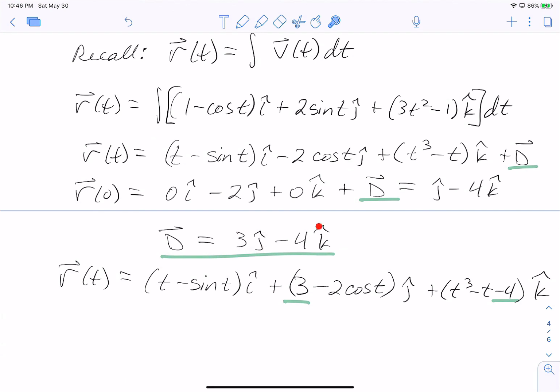So combining those components with the r(t) that we already came up with, we have that r(t) is equal to the quantity (t - sin(t))i + (3 - 2cos(t))j, where that 3 is coming from d, plus (t³ - t - 4)k, where again that -4 is coming from d. And that is our position function.